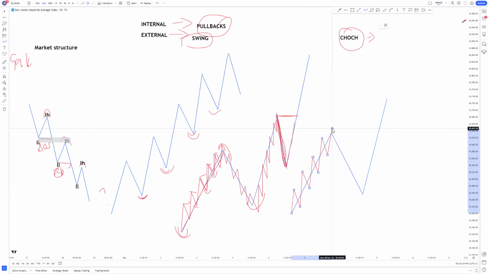We need to make a pullback, right? We need to make a pullback. And how will that pullback look like? We have to break the previous low. So we are going to break this previous low from here, and then we continue moving to the downside like this.